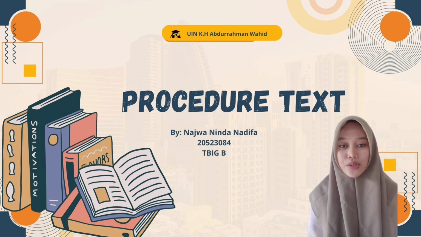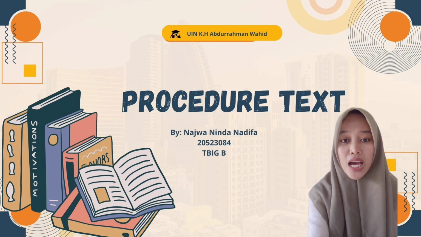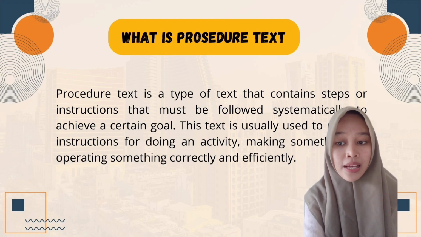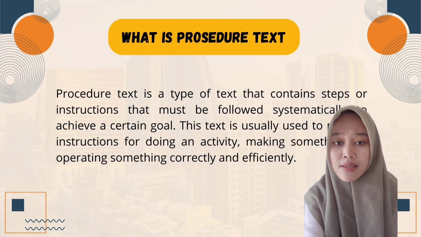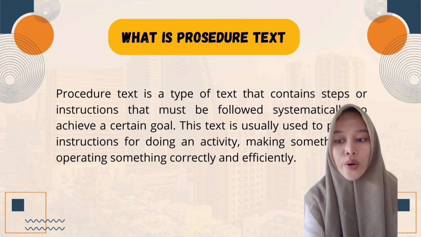Here I want to explain to you about the procedure text. Procedure text is a type of text that contains steps or instructions that must be followed systematically to achieve a certain goal. This text is usually used to provide instructions for doing an activity, making something, or operating something correctly and efficiently, such as how to make, how to use, etc.